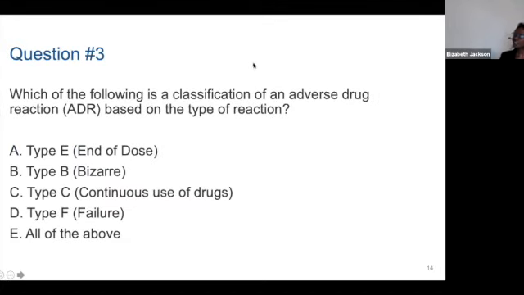Question 3. Which of the following is a classification of an adverse drug reaction based on the type of reaction? Please enter the best answer in the poll, and I will pause for a few minutes as you think about this question.